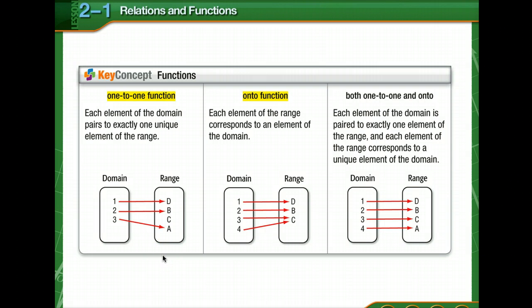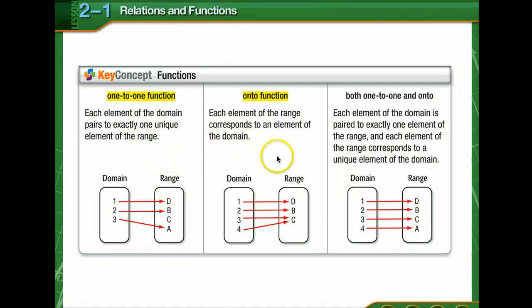In your textbook on page 61 is a key concept. And this is where we learn about one-to-one functions. Each element of the domain, which would be our x value, pairs to exactly one unique element of the range. So notice that each of the x values has its own unique y value, or each domain has a unique range. That means it's one-to-one.